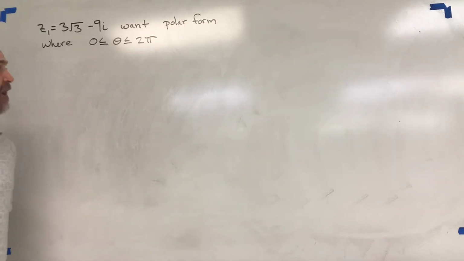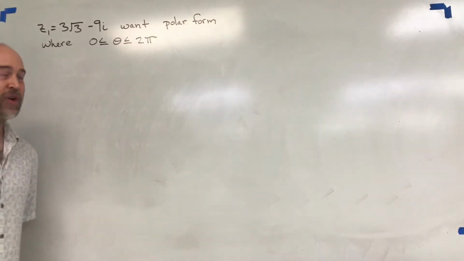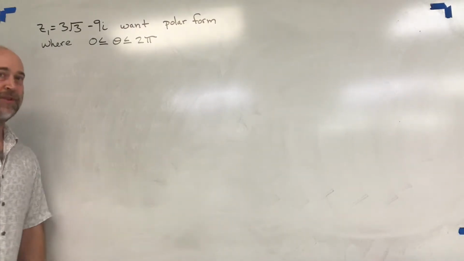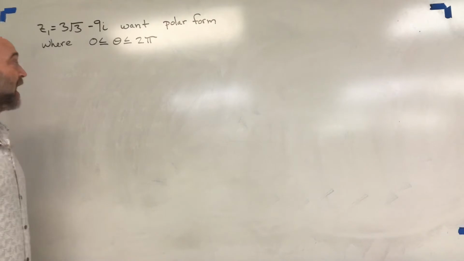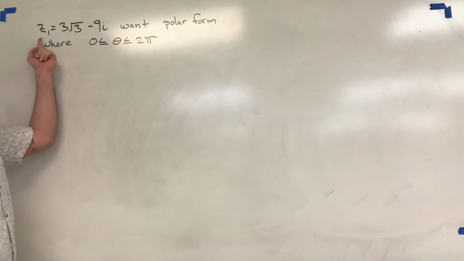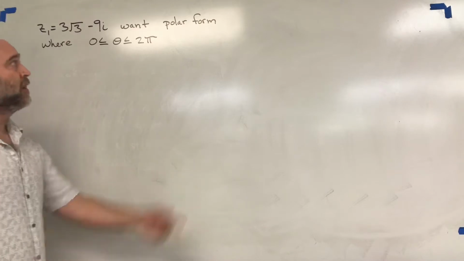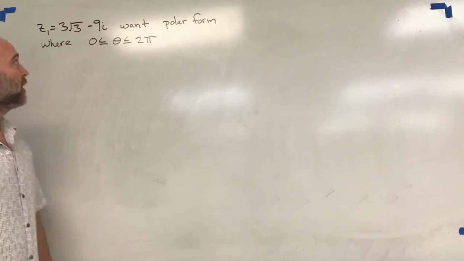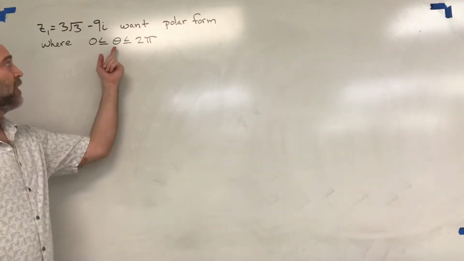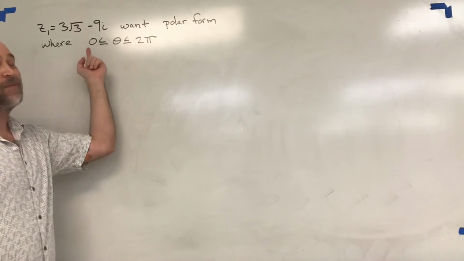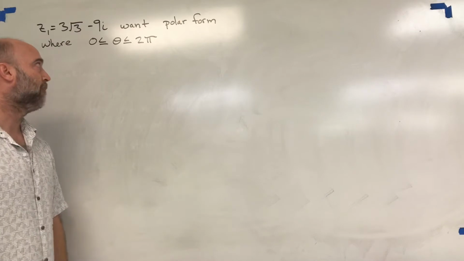This is an important concept that a lot of students struggle with, and there's many aspects and several steps to this problem. So let's just dive right in. We have a complex number with a real part and an imaginary part. They're asking for the polar form, and they want us to make sure that whatever angle we find, it's in terms of radians, and it's between 0 and 2 pi.